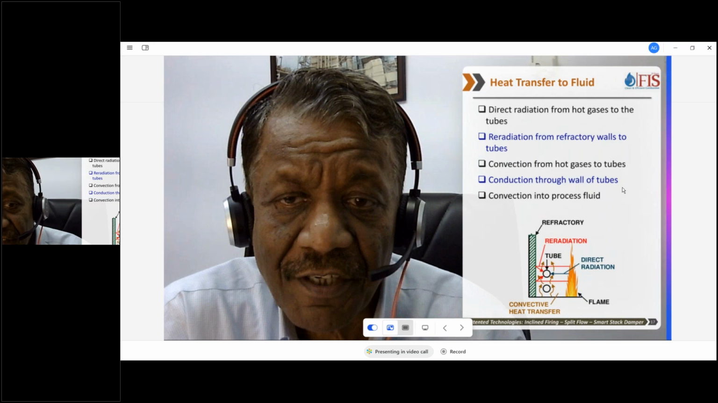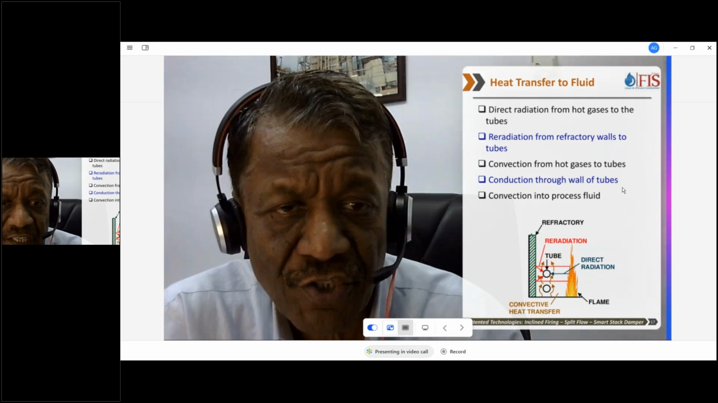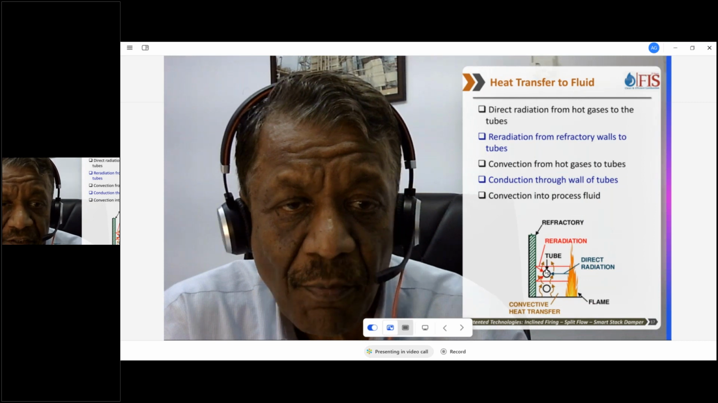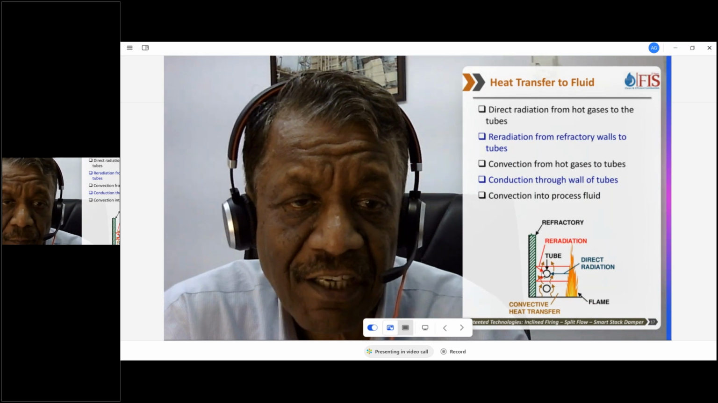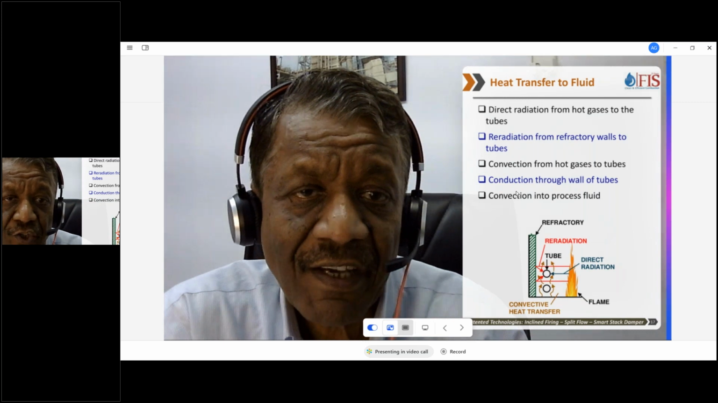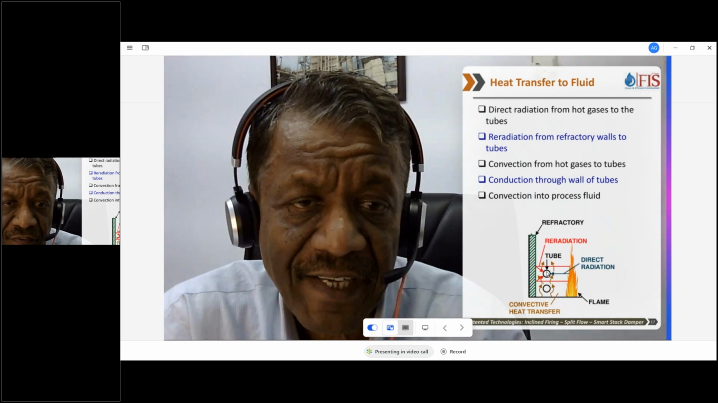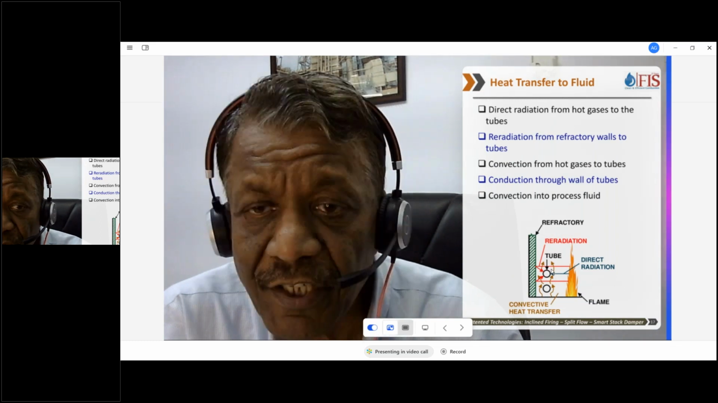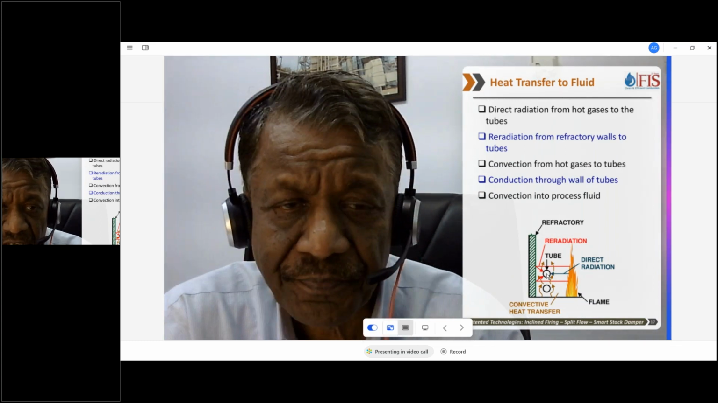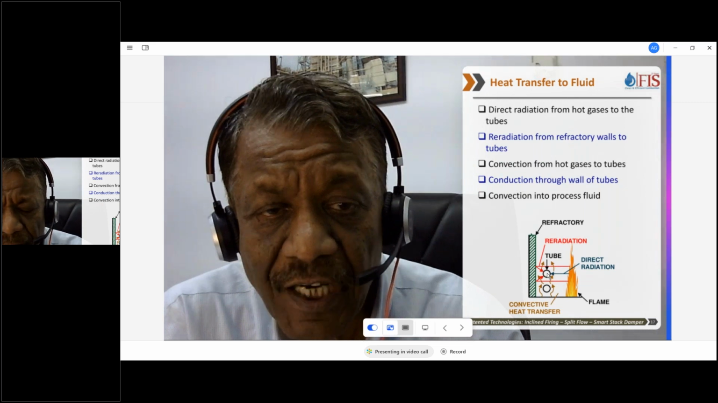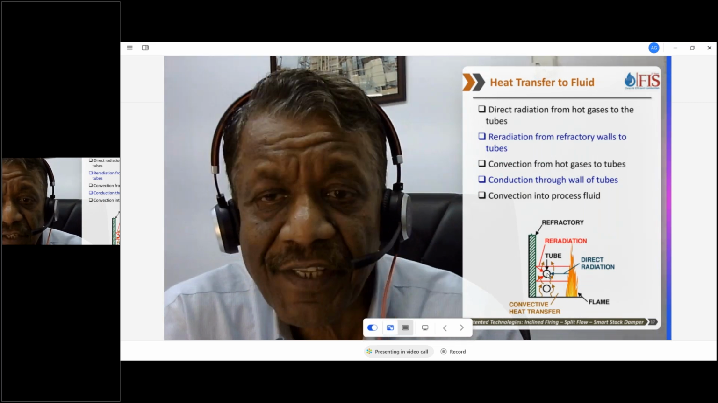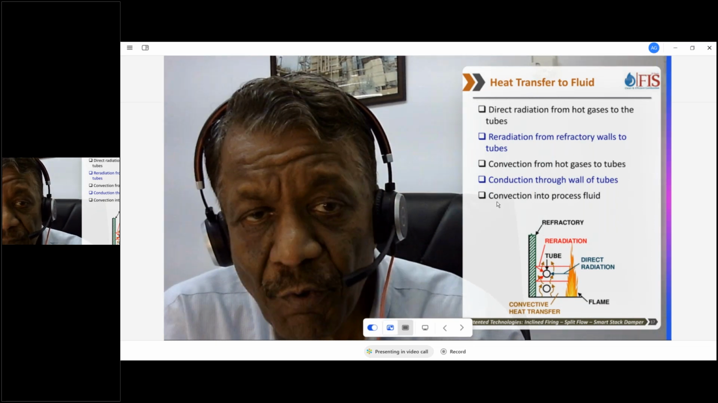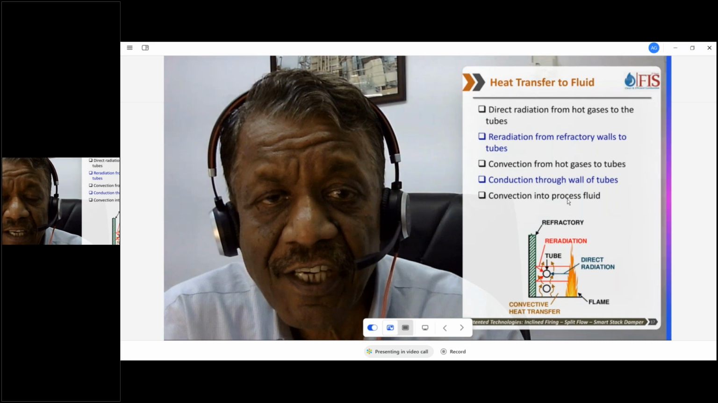85% by radiation, 15% by convection, and that is how the total heat is received. But this heat is received on the outside of the tube. And then we have conduction, the mode of heat transfer which transfers that heat from the outside of the tube to the inside of the tube. And once the heat is transferred to the inside of the tube, it has to be transferred to the fluid. And the fluid gets heated by convection, actually.